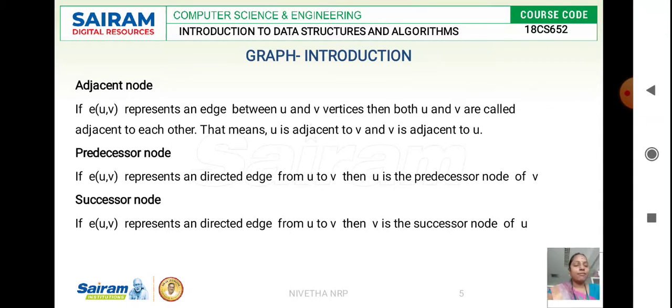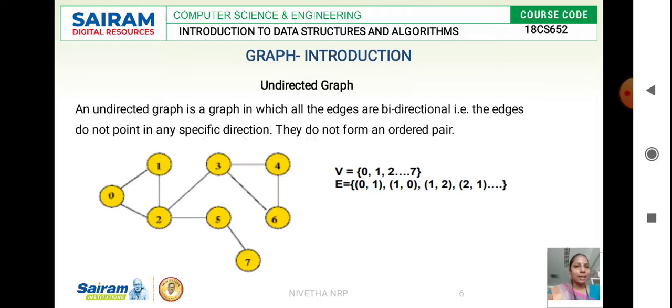We have several terminologies in the graph. One among them is adjacent node. Adjacent node is nothing but a node which is adjacent to a particular node. For example, if you have an edge E of U and V, U and V we call as adjacent to each other. Then the preceded node is nothing but the previous node of a particular current node, and the successor node is nothing but the follower of the current node. We will see that with an example.